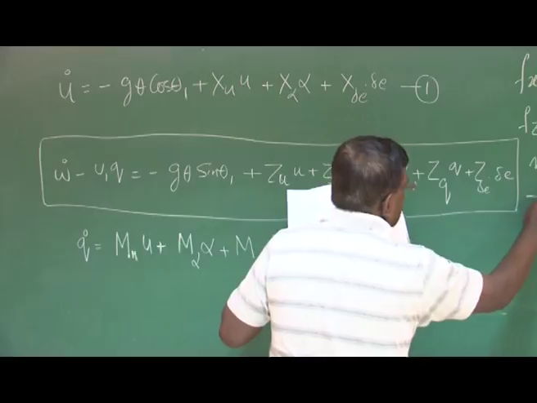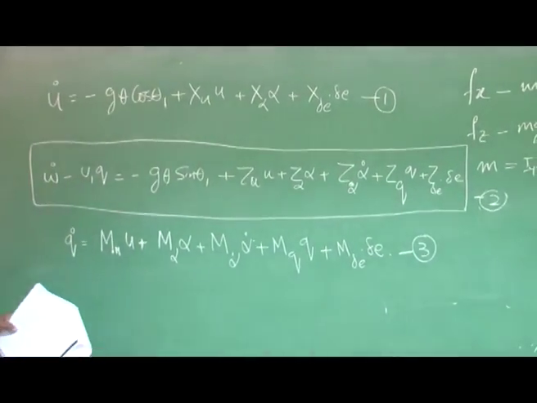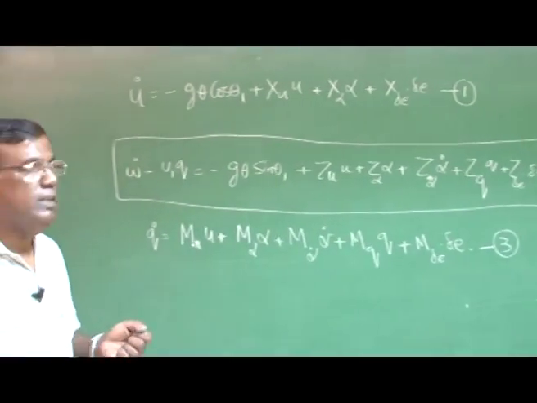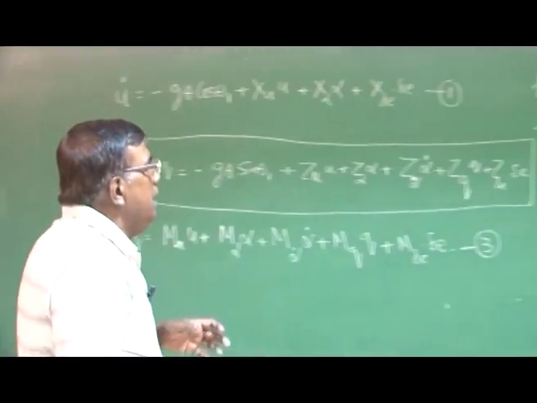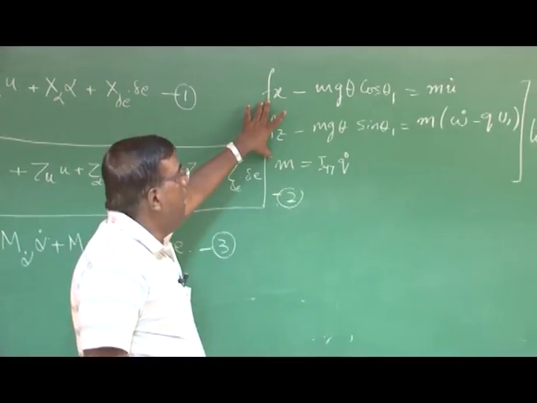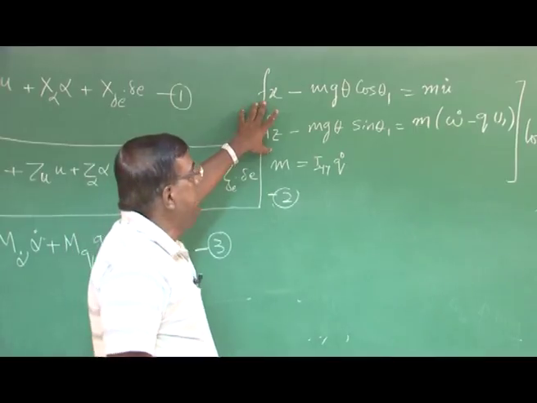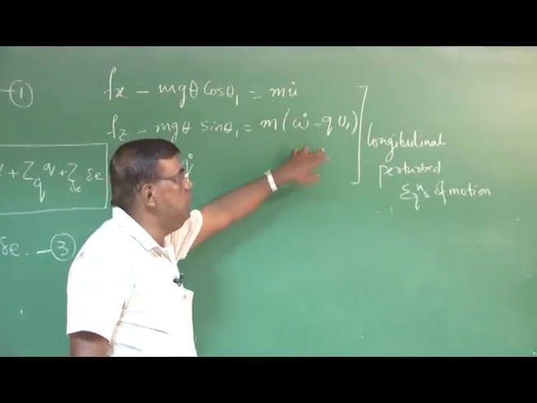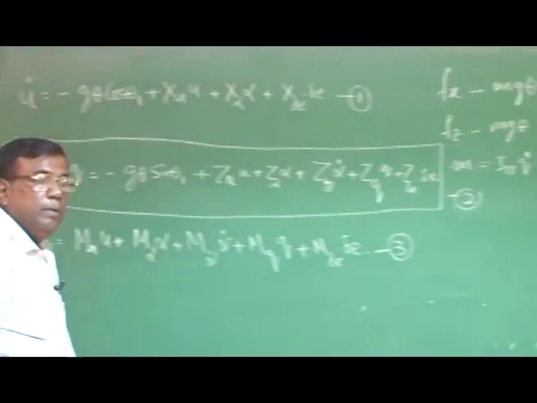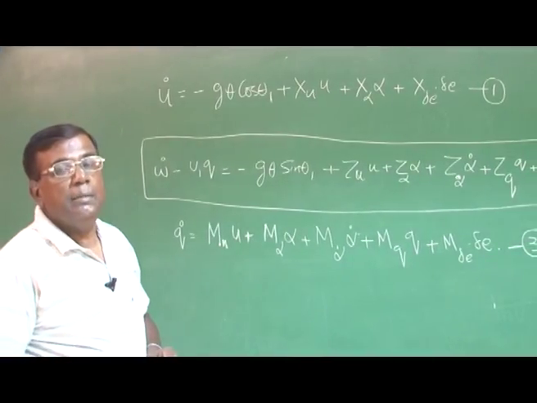Equation, I say this is second equation, and this is third equation. Let us recall why we are doing all this adventure, because we realize that this is longitudinal perturbed equations of motion, and if I want to comment on the dynamic stability of the airplane, I need to track the value of u, w, q, all these perturbed quantities, and depending upon their responses, depending upon how they are changing, we will comment whether the airplane is dynamically stable or not.